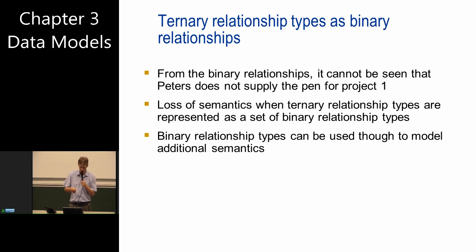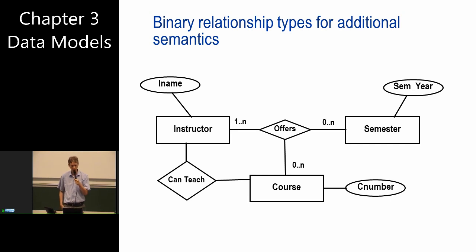So if you decompose the ternary relationship types as binary relationship types, it cannot be seen that Peters does not supply the pen for project 1, and in fact it is Johnson supplying it. So we have a loss of semantics when the ternary relationship types are being represented as a set of binary relationship types. Binary relationship types, however, can be used to model additional semantics, as you see right here.